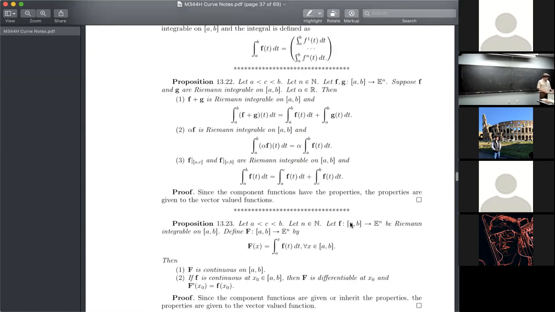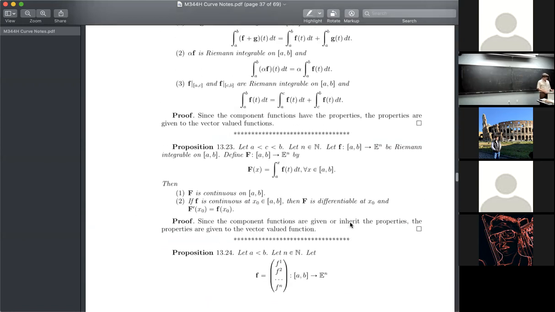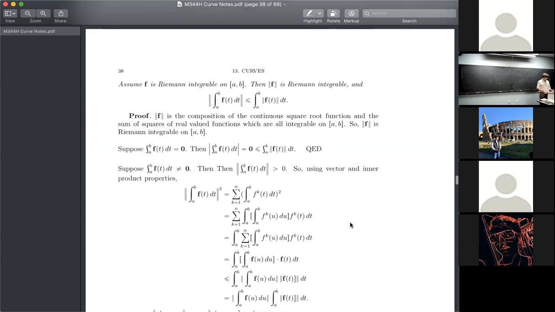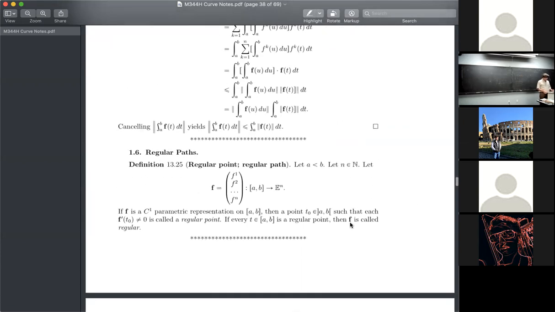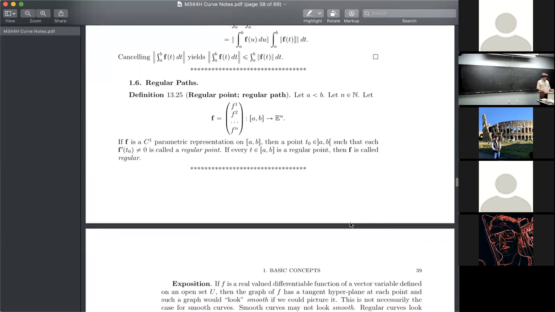So what we want to concentrate on, and by the way, there's a fundamental theorem of calculus, more or less, for these kinds of things on page 37. I didn't call it that, but it is. And what I want to get to is page 38 at the bottom, called regular paths.